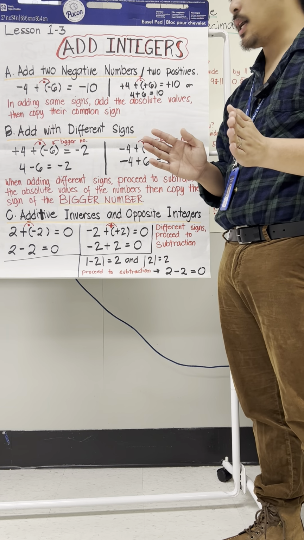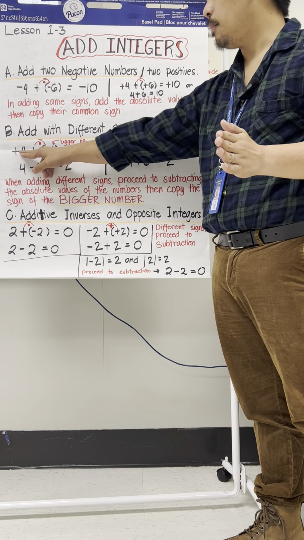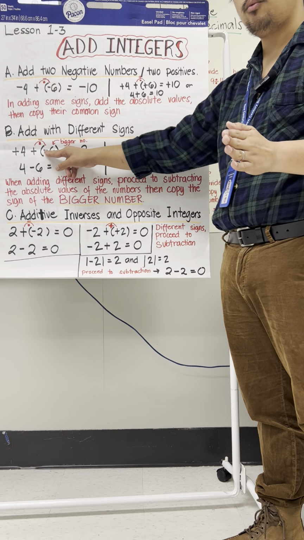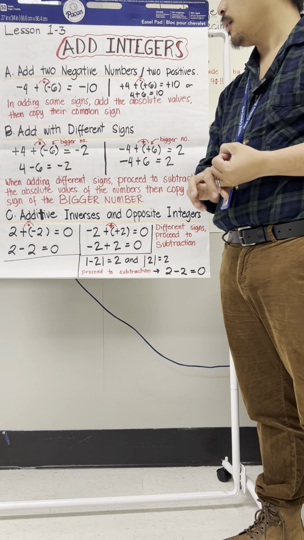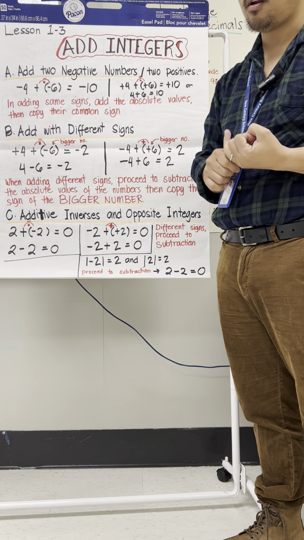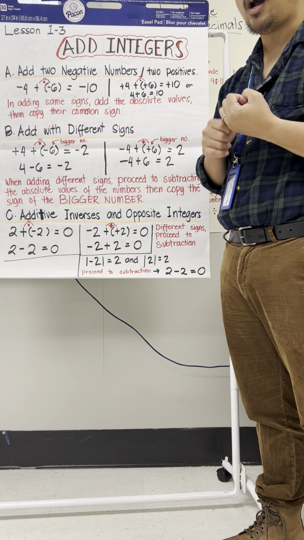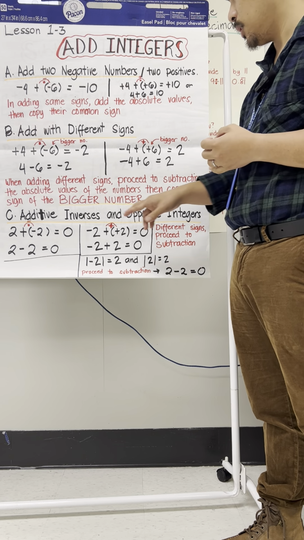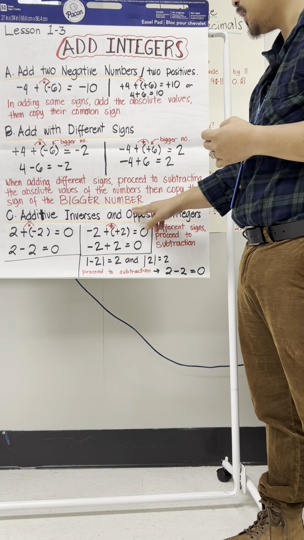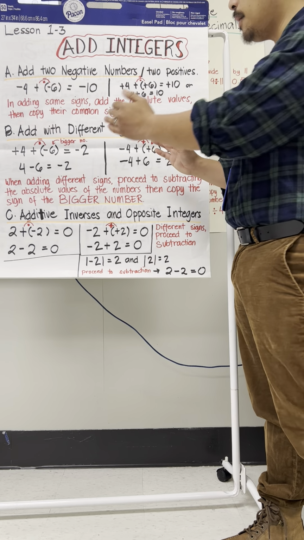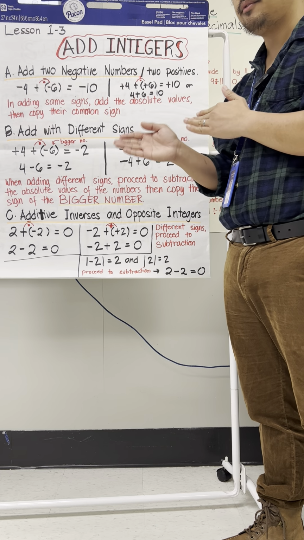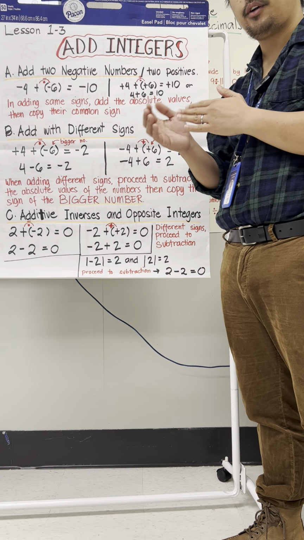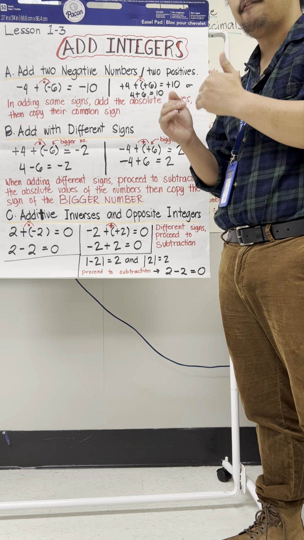Now let's have this for example. We'll still use the +4 added with a -6. 4 is positive, 6 is negative. Now we know that 6 is bigger than 4, so therefore our answer should have a negative sign because it says we are going to copy the sign of the bigger number. So again, find the absolute values of -6 and +4, therefore it will be 6 and 4.